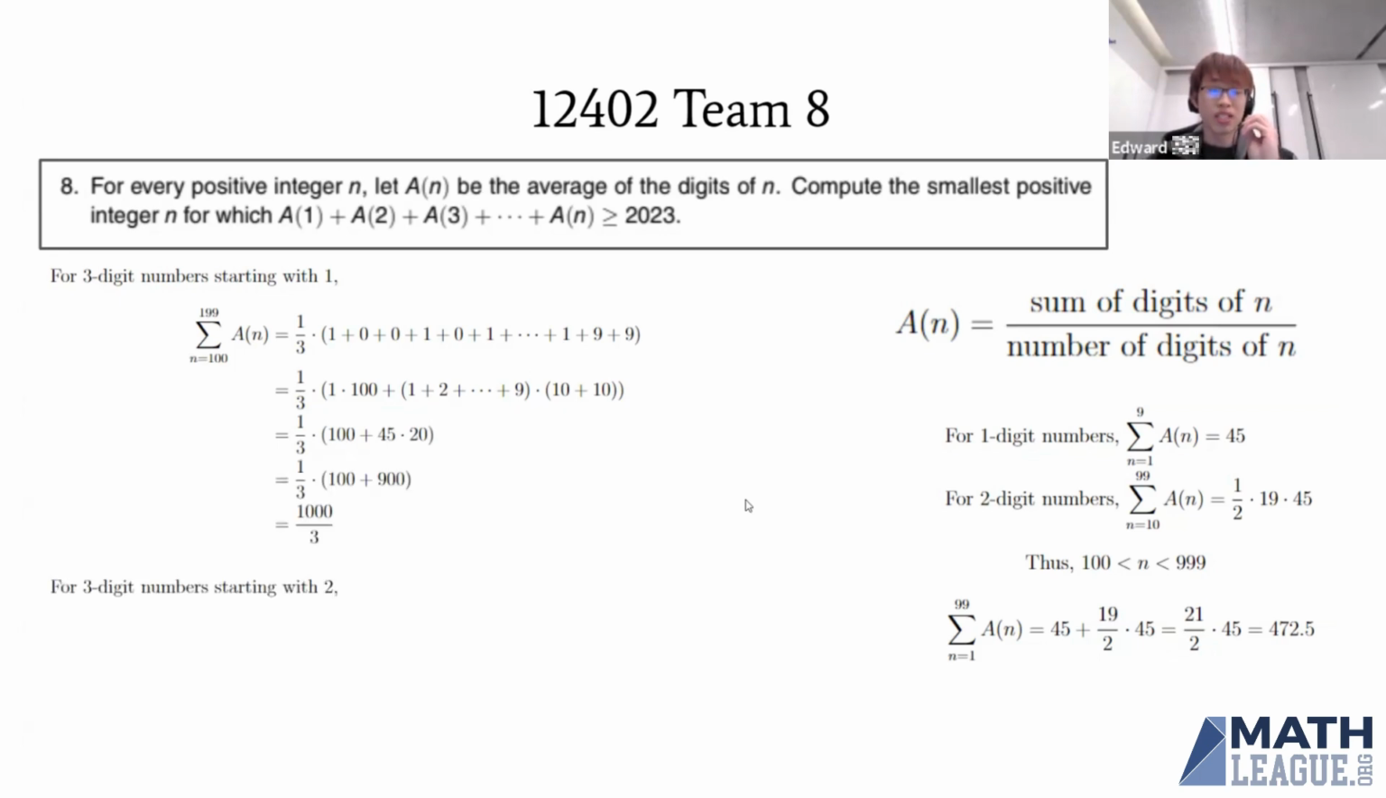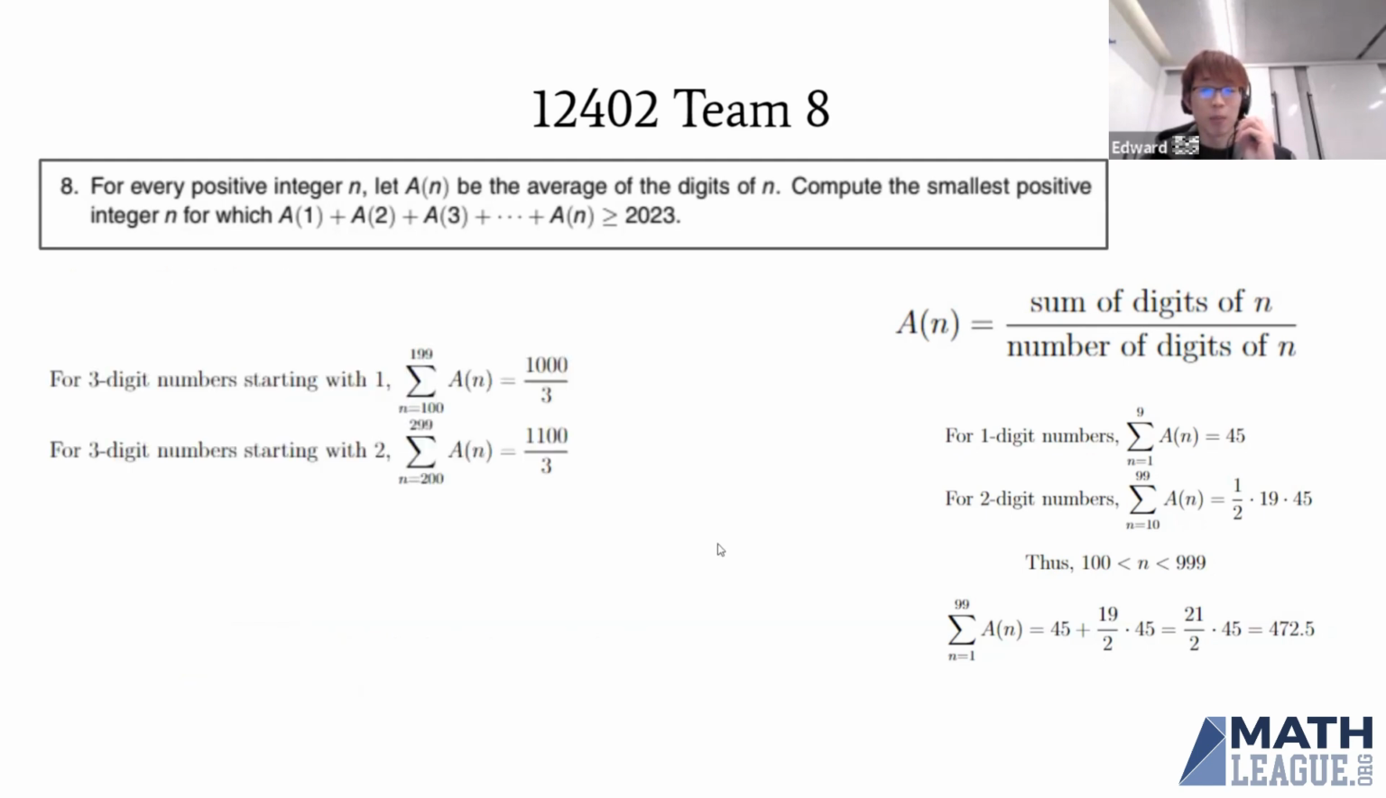Now, for 3-digit numbers that start with 2, we can write it like this. Every single number is exactly the same as the one above it, except for the hundreds digits, which are incremented by 1. So the sum in the parentheses is just 100 plus the original. It'll be 100 over 3 plus 1,000 over 3, so 1,100 over 3. Let's clean up a bit. We have the sum of a sub n from 100 to 199, then the sum from 200 to 299, and we also know from earlier the sum of a sub n from 1 to 99.